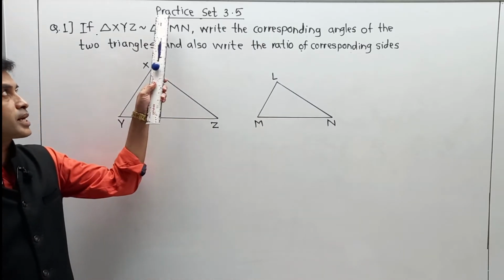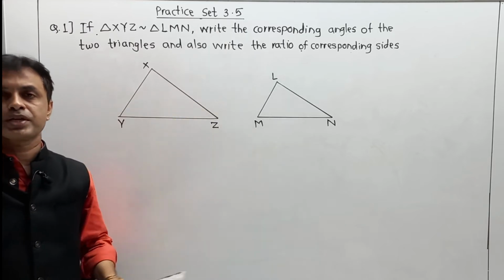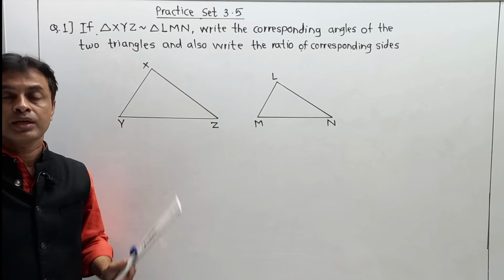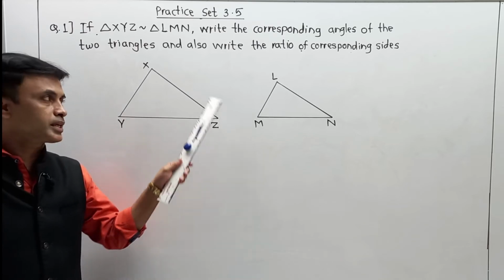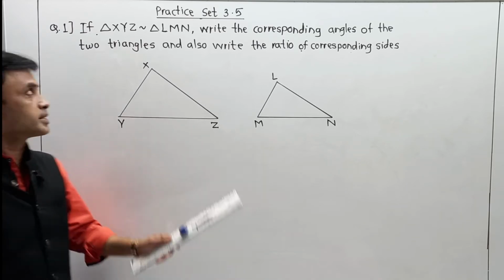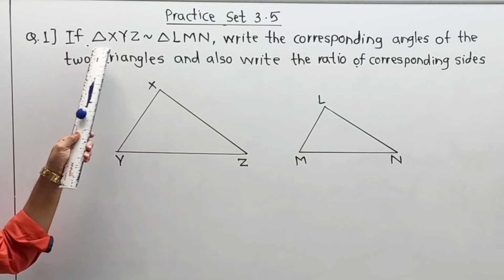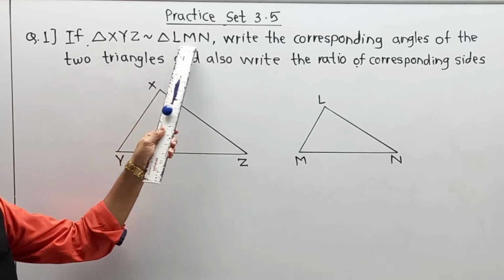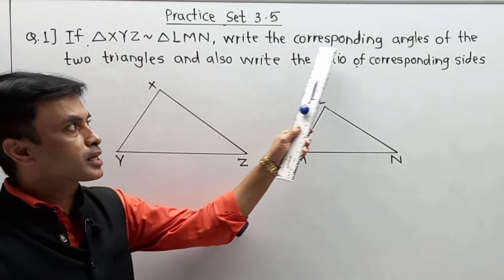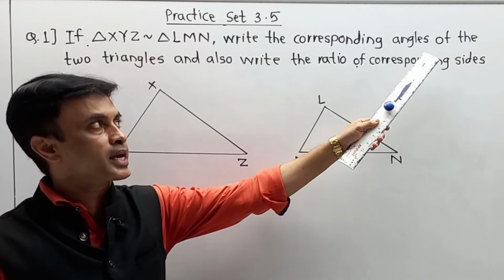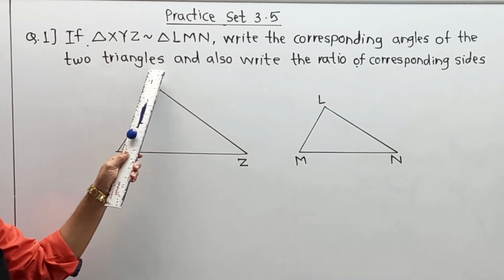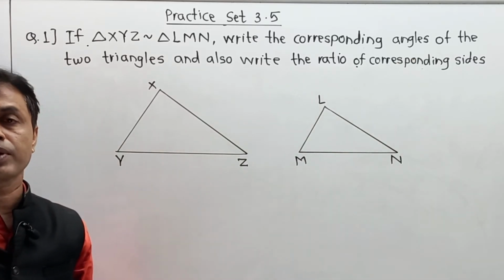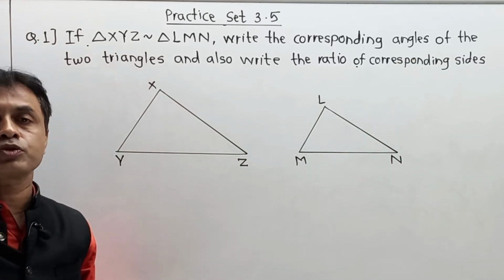Now students, we are going to start practice set 3.5, which is based on the concept of similarity that we recently completed in terms of property and application. Now we have to understand the same properties or applications from a numerical point of view. Question number 1: if triangle XYZ is similar to triangle LMN, write the corresponding angles of the two triangles and also write the ratio of corresponding sides. Means we have to write corresponding angles as well as corresponding sides.